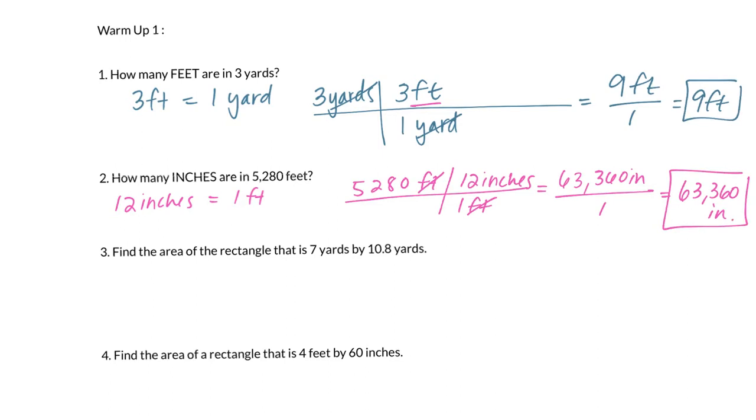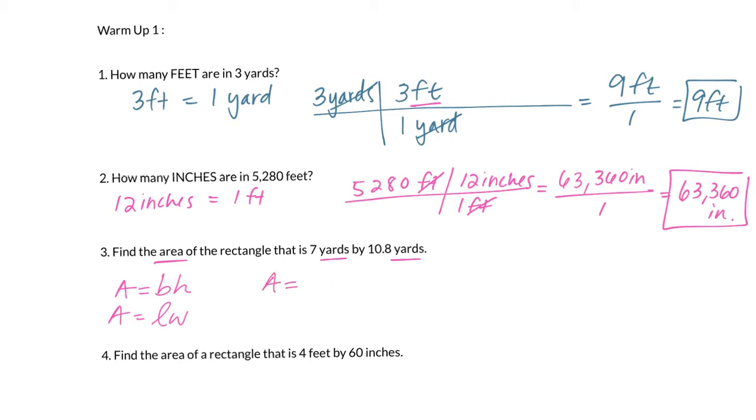All right. Number 3, it says find the area of a rectangle that is 7 yards by 10.8 yards. So before you do any calculation, it's very important that your dimensions are in the same unit. So in here, one side is 7 yards and the other side is 10.8 yards. So since the units are the same, we can go ahead and calculate the area. So area of a rectangle, sometimes people say it's base times height. Other people say it's length times width.